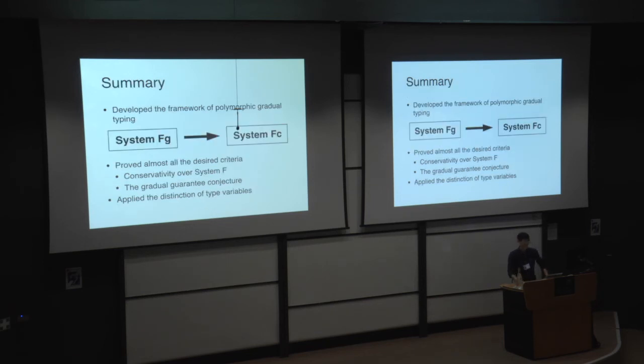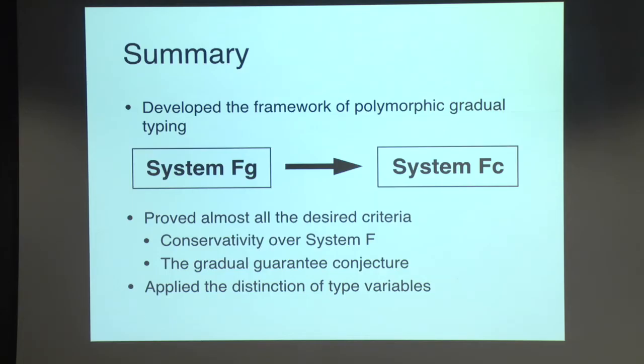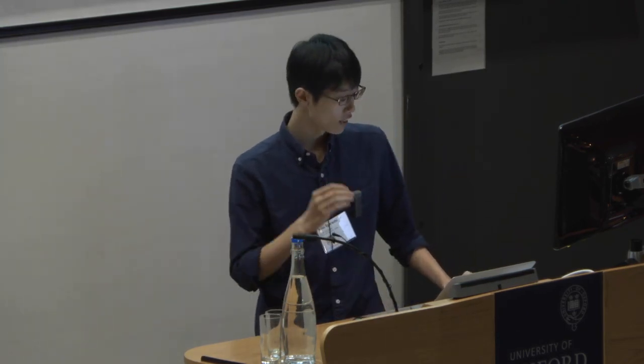Okay. I'd like to summarize today's presentation. We developed the whole framework of polymorphic gradual typing. And we developed two languages. One is the source language, System F-G, and another is the target language, System FC. And we proved almost all the desired criteria for polymorphic gradual typing. And finally, we explained our novel application of the distinction of type variables.